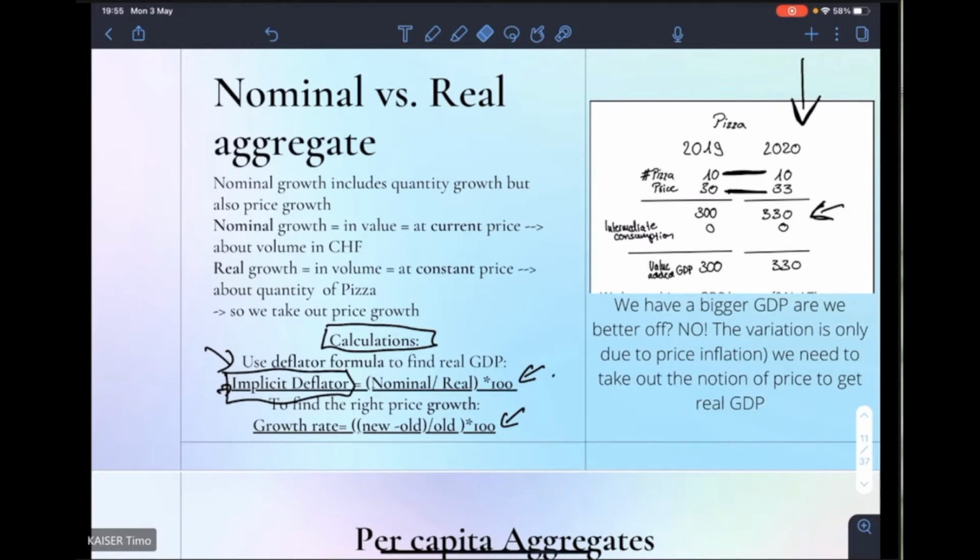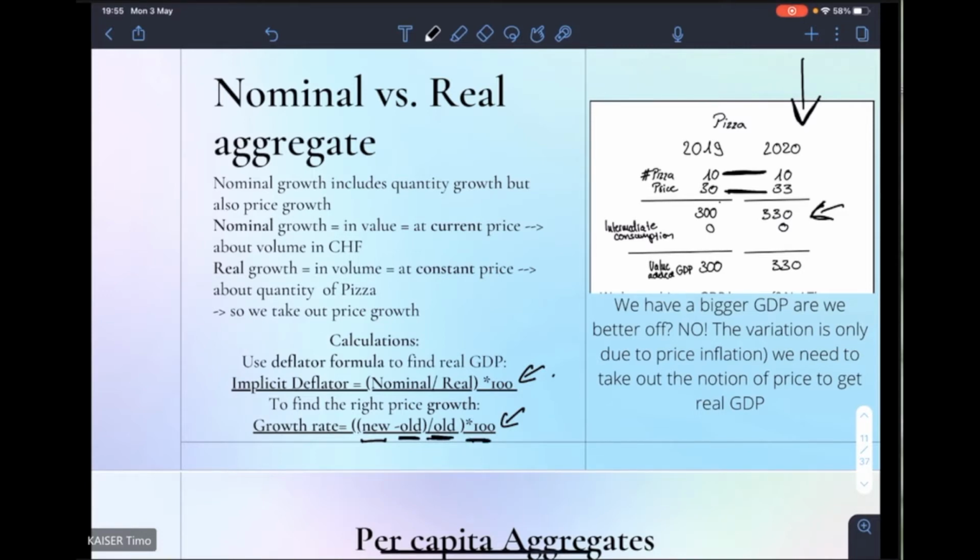Okay, and then the second formula or calculation that we will need here would be the growth rate formula. Very important. Always when they ask you to calculate a difference of growth, always use this formula. It's really just new minus old divided by old times 100.